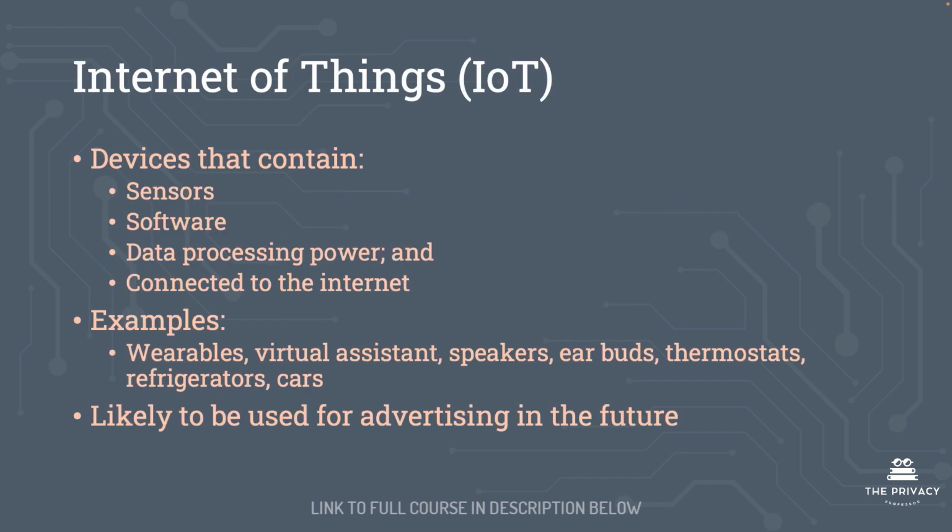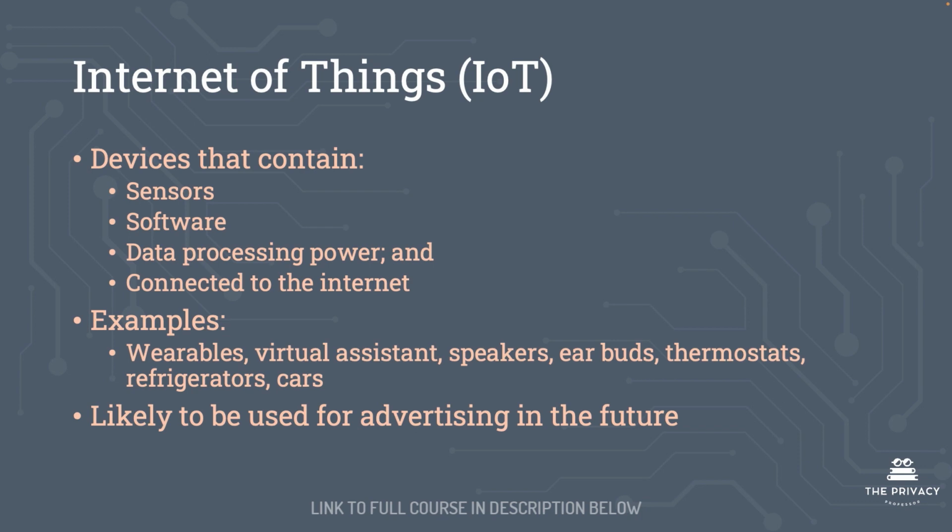I don't think we've yet officially defined Internet of Things, so this is a good opportunity to do that. When we're talking about the Internet of Things, we're referring to devices that contain sensors and software. They have the computing power to process data on their own, and they are connected to the internet. Examples include wearables, such as a smartwatch, virtual assistants, speakers, earbuds, thermostats, refrigerators, and now, of course, cars.